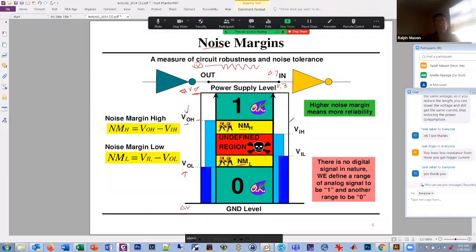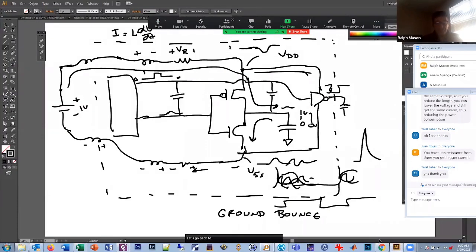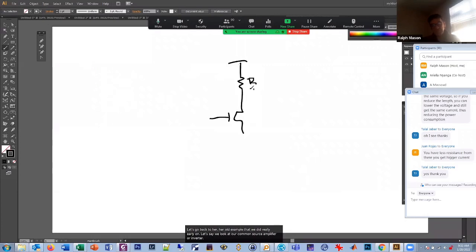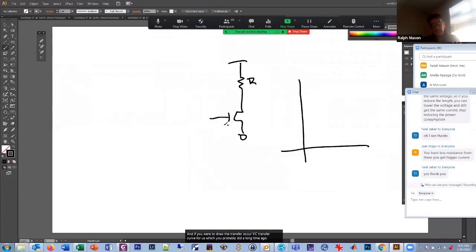We don't have to worry about it. For example, let's go back to our old example that we did really early on. Let's say we look at our common source amplifier or inverter that we did before, right? And if you were to draw the DC transfer curve for this, which you probably did a long time ago. So this is V in, this is V out. What does it look like? When V in is 0, we're at VDD, right? This is VDD.